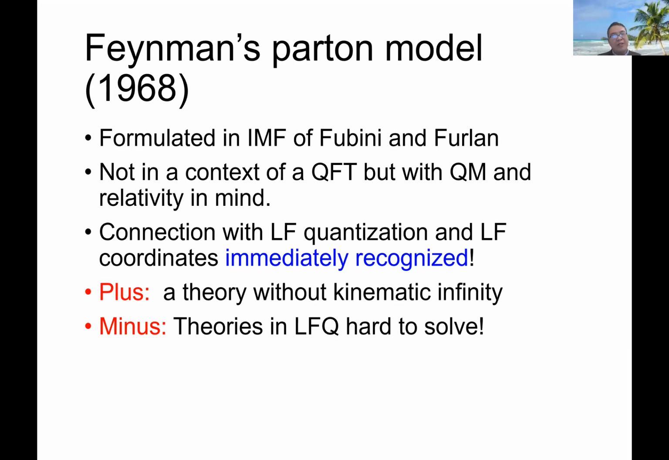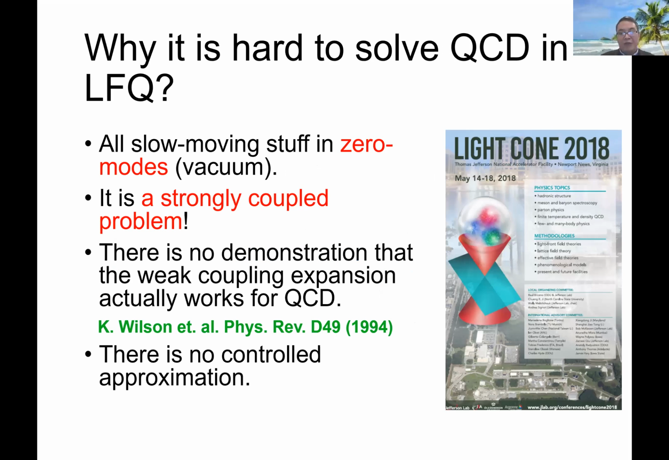And well, there are two sides, I think, good and bad. The good thing about this is that now you can do Feynman's Parton model without kinematic infinities. You can just take Dirac's light front quantization and you have a ready formalism there for you to work. The bad thing is that the theory in light front quantization is notoriously difficult to solve. People have been trying this for many, many years, and some of the people who really championed this include Ken Wilson and Stan Brodsky and many other people.